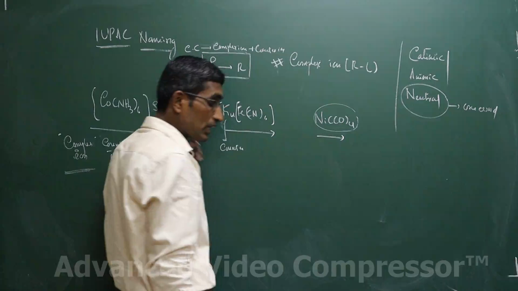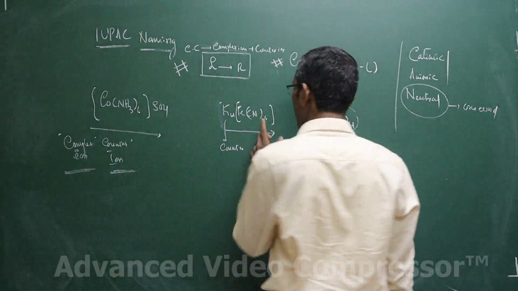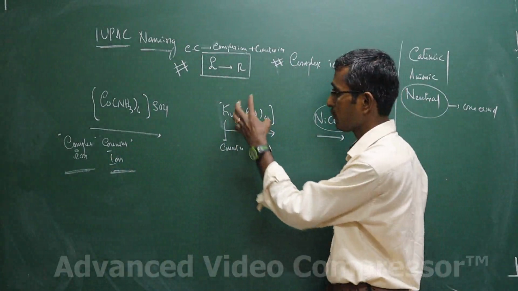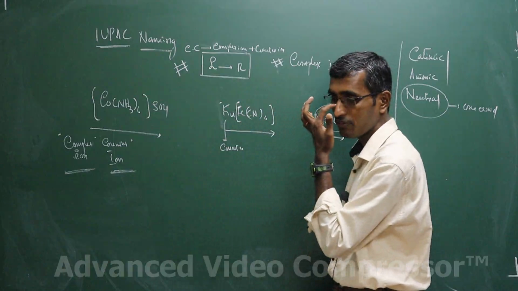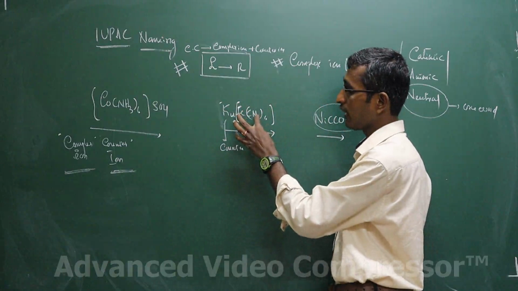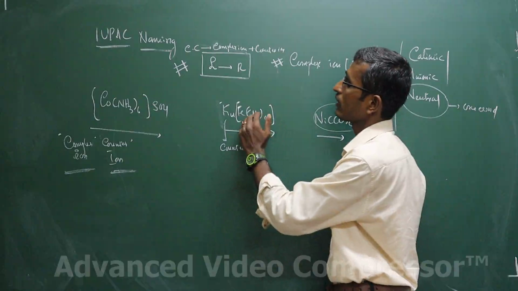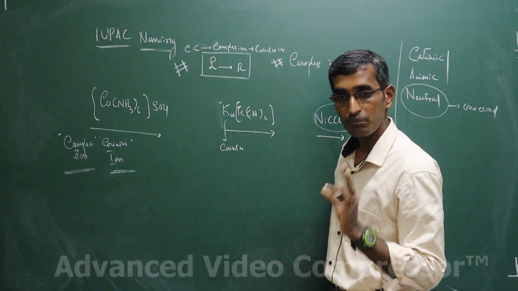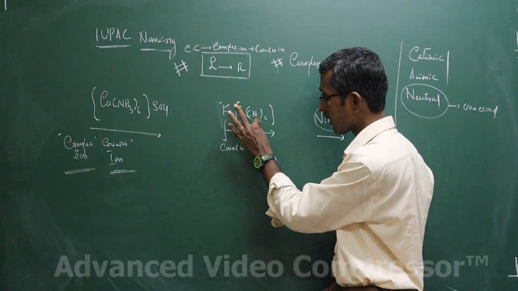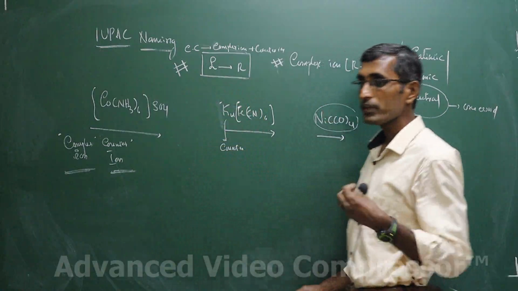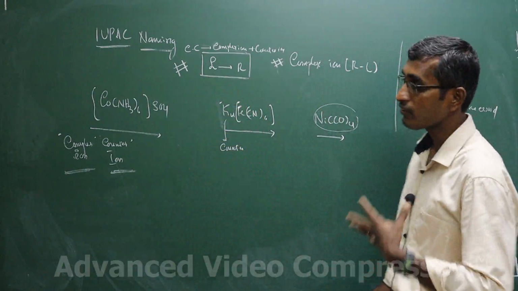That means you name the ligand first. In any complex ion, you have the ligand written at the right side, and on the left side you will be writing the metal ion. First name the ligand, then come for the metal ion. We do respect the ligand here because the ligand is the donor.